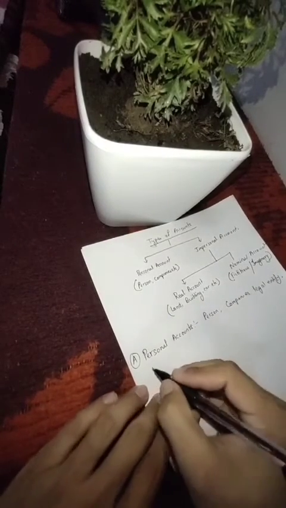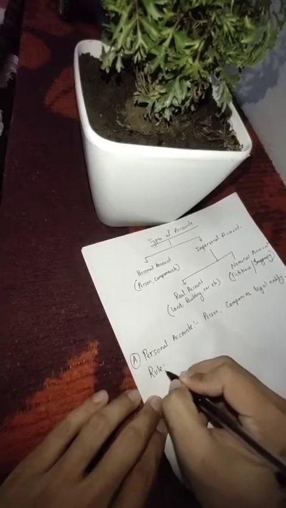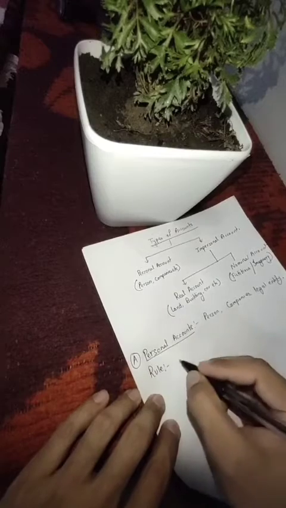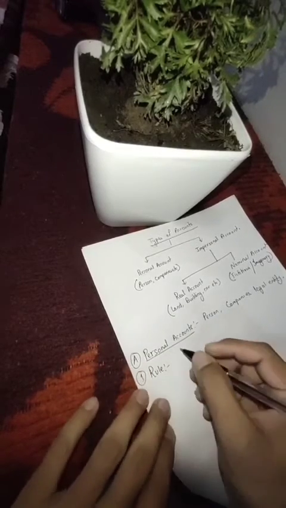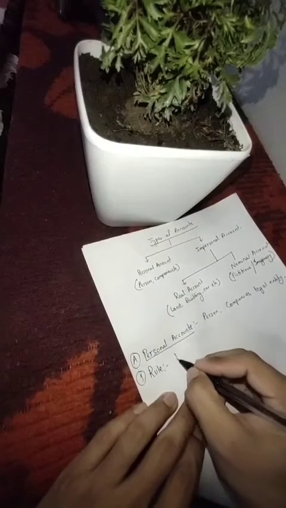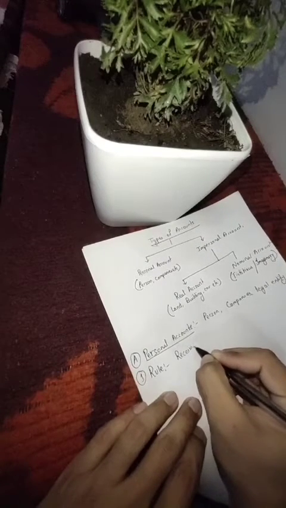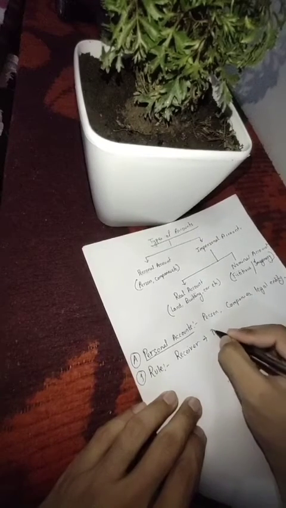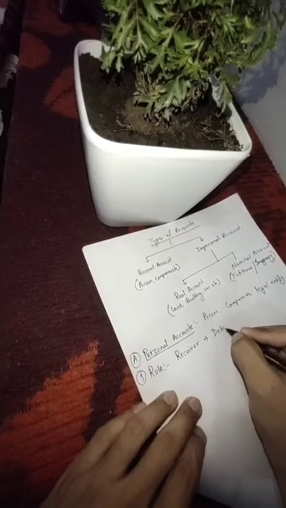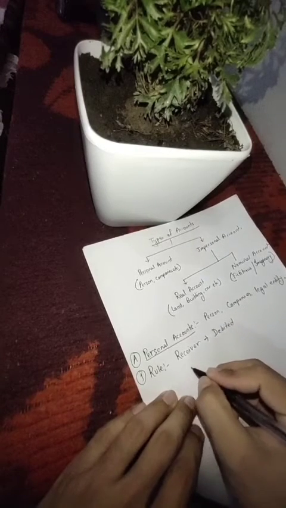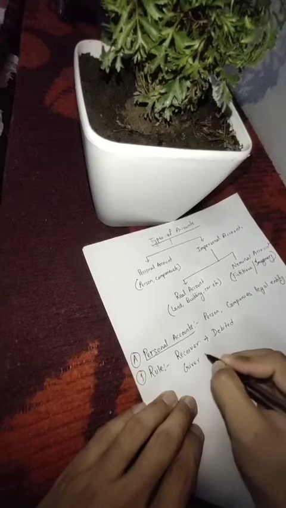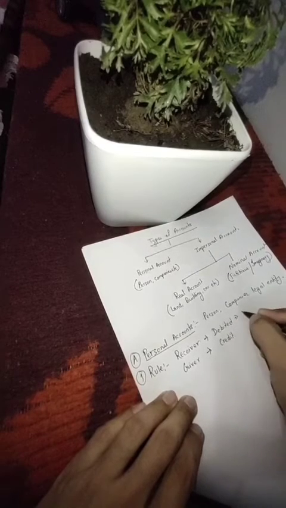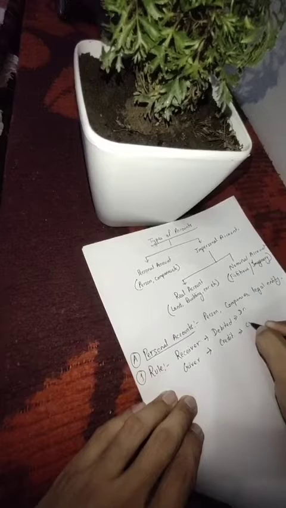So what are the rules? How to deal with personal accounts? For personal accounts, rule number one says: receiver in the business is debited, and giver in the business is credited. In the sense, these are debit items and these are credit items.